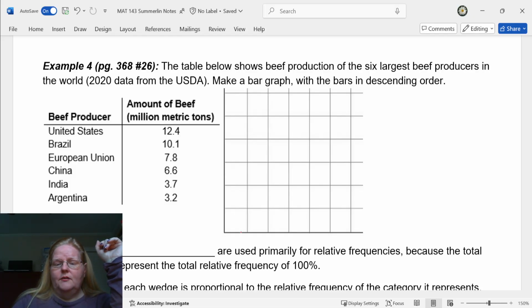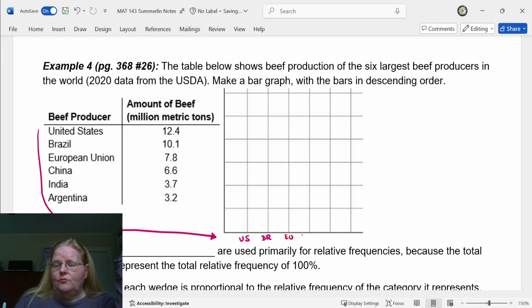So when we're talking about a bar graph, we have bars that are across the bottom, and across the bottom we're going to put this information, which is all of our word stuff. So we've got the US, we've got Brazil, we've got the European Union, we've got China, we've got India, and we've got Argentina. Okay? And they're talking about the amount of million metric tons of beef.